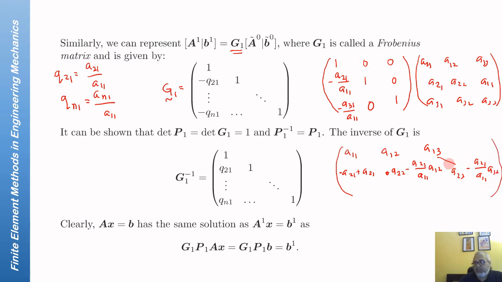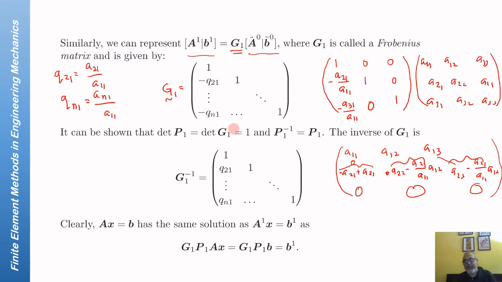These will lead to some numbers, non-zero numbers, but this will lead to 0. This will lead to 0. Similarly, when you do this into this will lead to 0. Here you will have some number, here you will have some number, and that kind of shows that if you want to represent the transition from the permuted matrix A naught B naught to A1 B1, you can visualize that as a multiplication with a Frobenius matrix, which has this form.